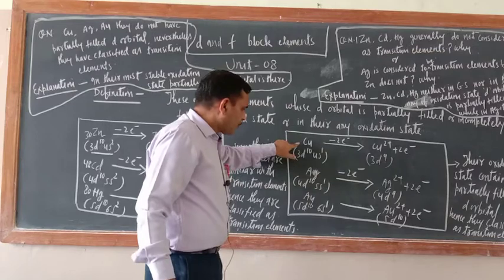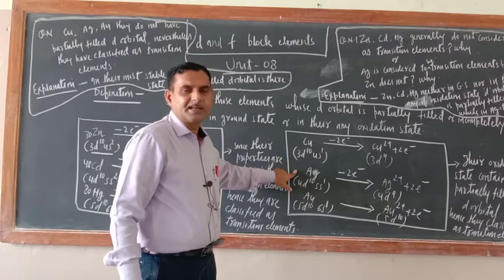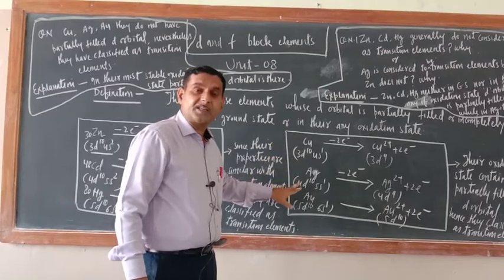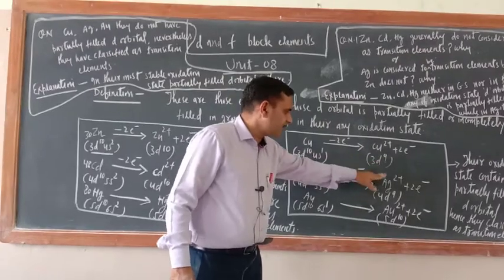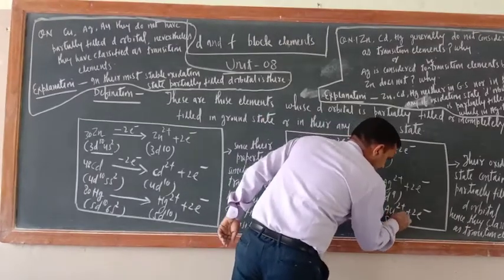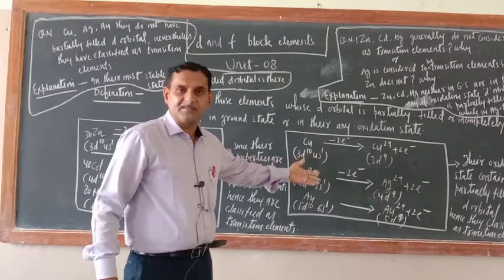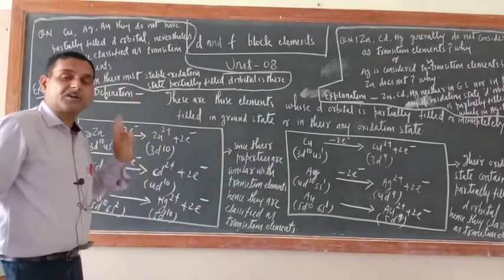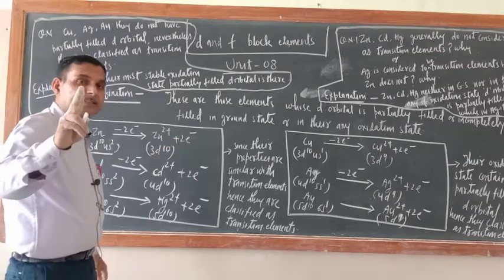Just see. Of course, in the ground state, they do not have a partially filled d orbital. But what is the second condition? The first condition they do not fulfill, but the second condition they fulfill in their oxidation state. Now copper 2+ 3d9, Ag 2+ 4d9, Au 2+ 5d9. Here just see, now in their oxidation state the d orbital is partially filled. That is why they are classified. In the ground state they do not have a partially filled d orbital, but in their oxidation state the d orbital is partially filled. That is why they are considered as transition elements.